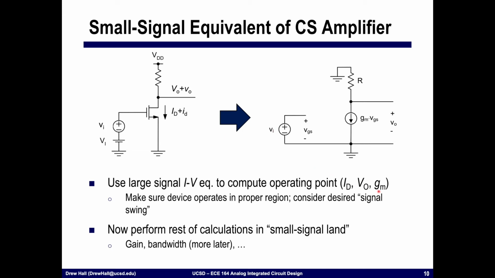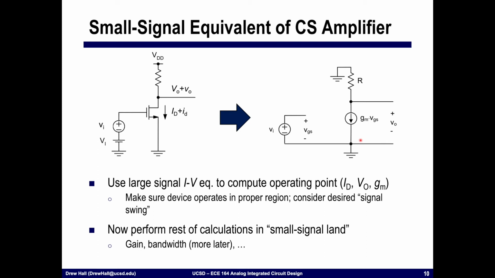Once I have all of this, then I can redraw the small signal equivalent circuit where I remove all of the DC bias. Removing the DC bias in this case means that any DC voltage essentially has 0 volts. So this goes to 0, and I'm left with just my small signal source. Similarly, VDD also goes to 0. And so I have my very simple small signal circuit that's shown here, and I can do all of the other calculations that we're going to do for the next several weeks where we talk about gain, bandwidth, and any other small signal parameters.